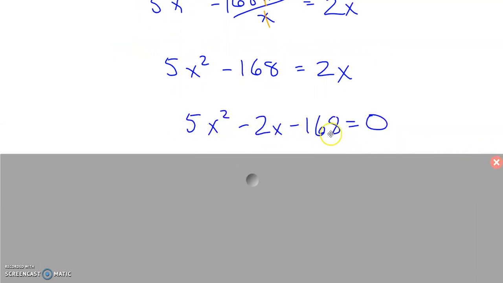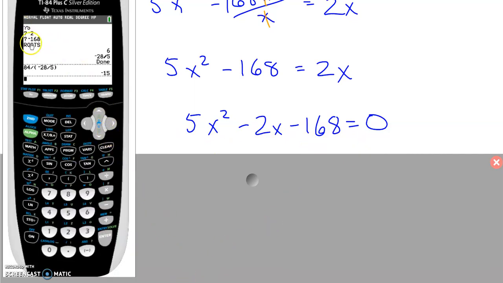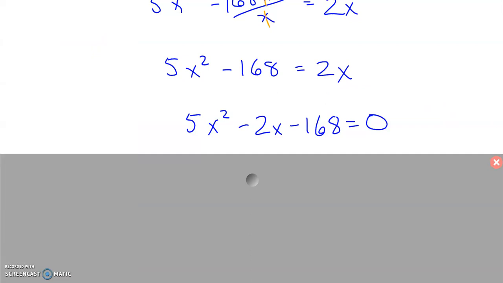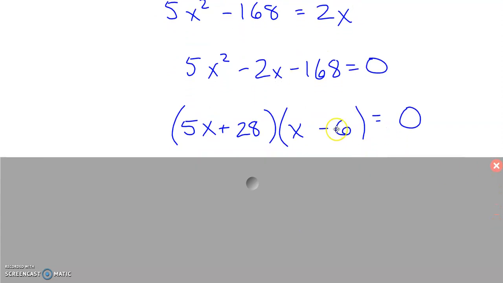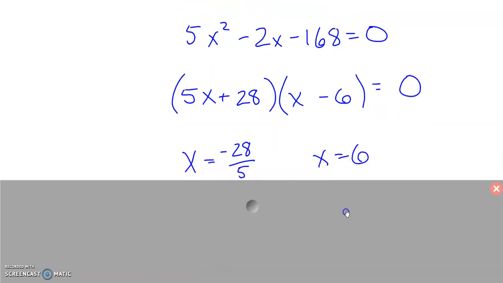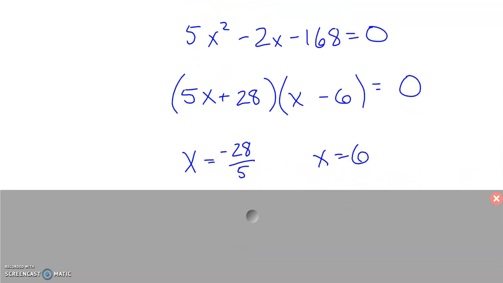Now this time though, there is not a common factor, so I need to try to work on somehow solving this quadratic. At this point, you might get out your graphing calculator and use quad form like I did here to get the two solutions, or you can try to factor it. It does factor because 6 times 28 happens to be 168, and 5x is 5 times x, and if you FOIL this, you will get minus 2x in the middle, or you can use the quadratic formula or your calculator's quad form to get these two solutions, negative 28/5 and 6.